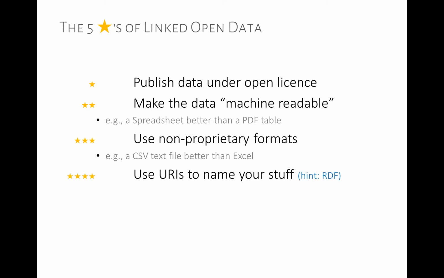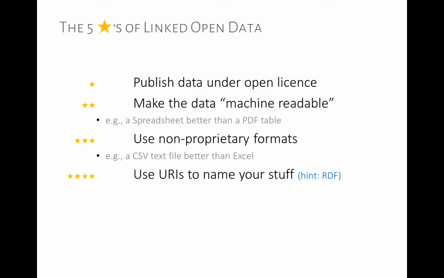The fourth star, and now we're getting into RDF, is to use URIs to name your stuff. So instead of having a string Santiago in your CSV file, what does it refer to? Does it refer to Santiago de Chile, Santiago de Cuba, Santiago de Compostela? There are various Santiagos, yeah? In this case, the idea is to use a URI or an IRI, which we will come to later, to identify your stuff. So what does that mean?